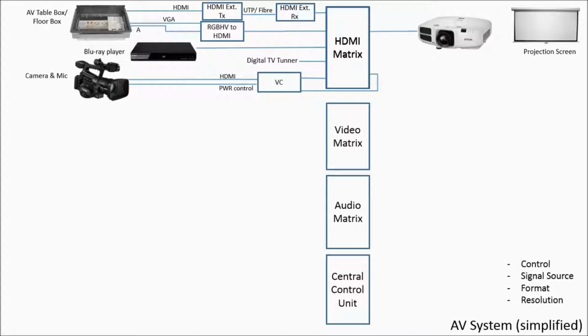So if the source is too far away from the matrix, we can use an HDMI extender to extend the signal with structured cabling like UTP cable or fiber. We can also incorporate VGA and audio signals together to become an HDMI signal. The signals can be fed back from the HDMI matrix to the video conference.